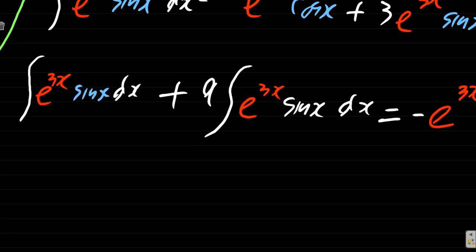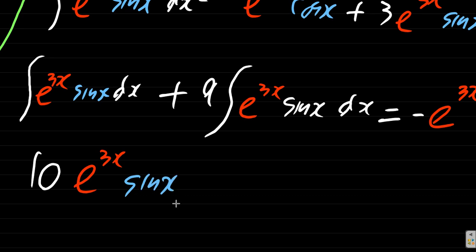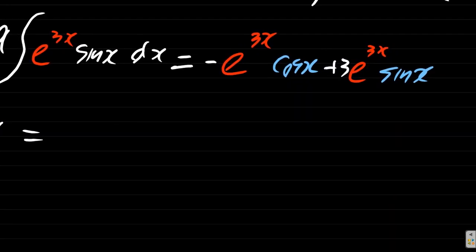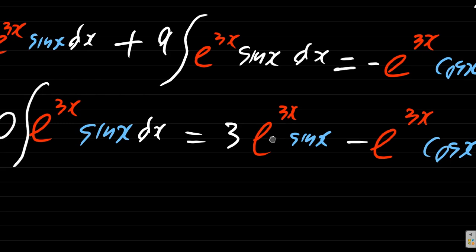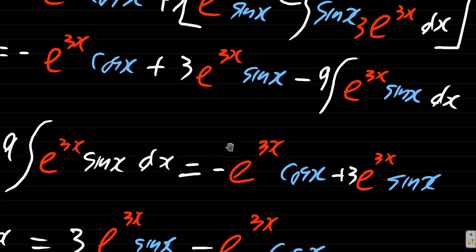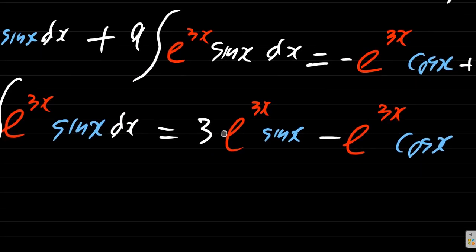Now, over here, this gives us 10 times the integral of e to the 3x sine x dx, is equal to, and then we have, let's put the 3 e to the 3x first. This is 3 e to the 3x sine x minus e to the 3x cos x. Alright? So this is what we have. That's the integral.